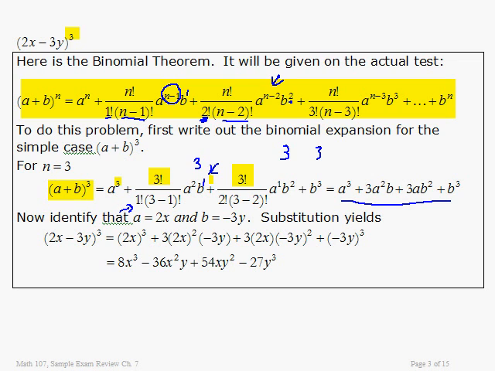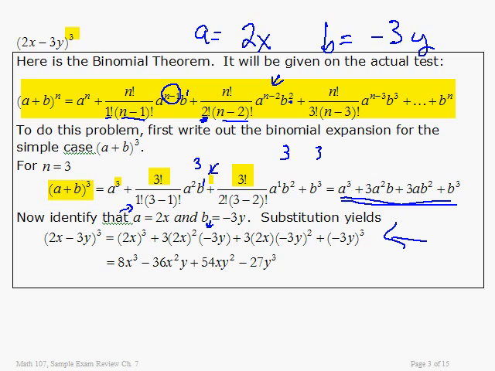Now go back to your problem and make an identification. A is 2x, b is negative 3y. And you go through this form, every place there's an a, you put 2x in parentheses. Every place there's a b, you put minus 3y in parentheses. And you get an expression that looks like this. The big mistake that happens here is people see this negative sign, for example, right here, and think it's a subtraction. It's not. It's multiplication.